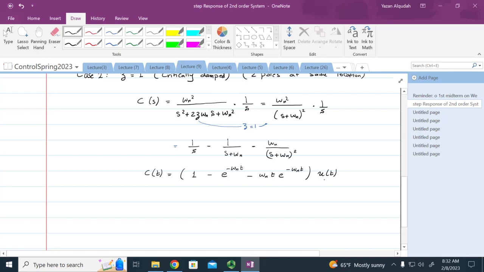Where did I get this one from? Laplace tables. This is a typical form. We can easily find the inverse Laplace form. If I have omega n over (s plus omega n) squared, it is going to equal omega n t e to the negative omega n t.